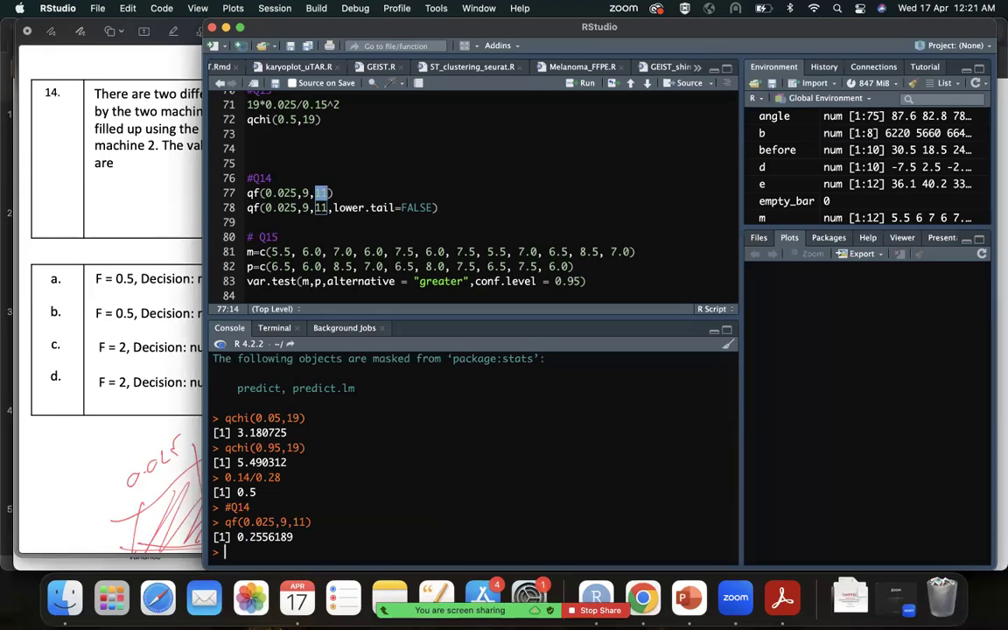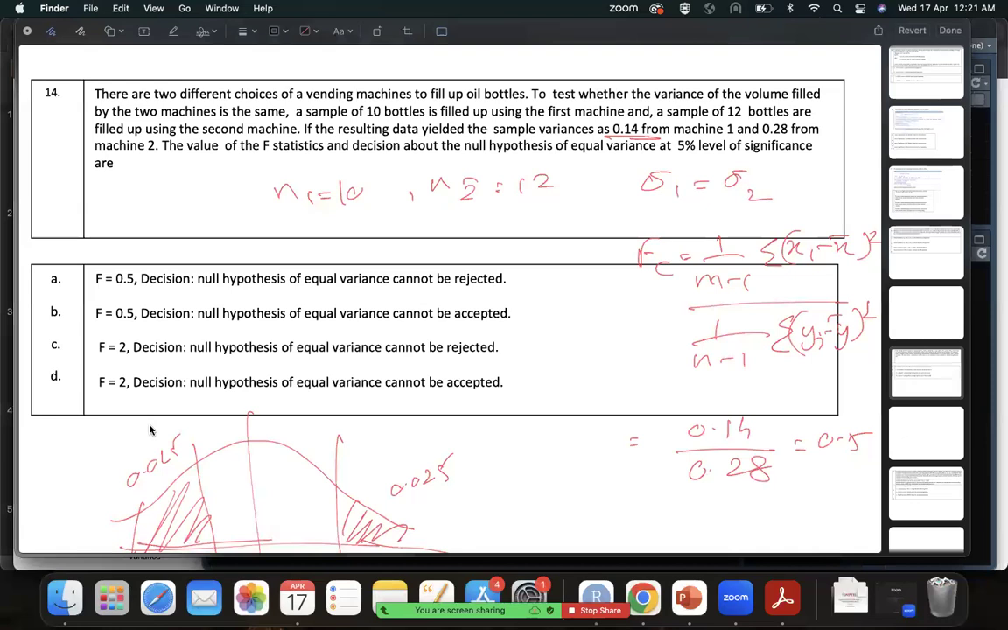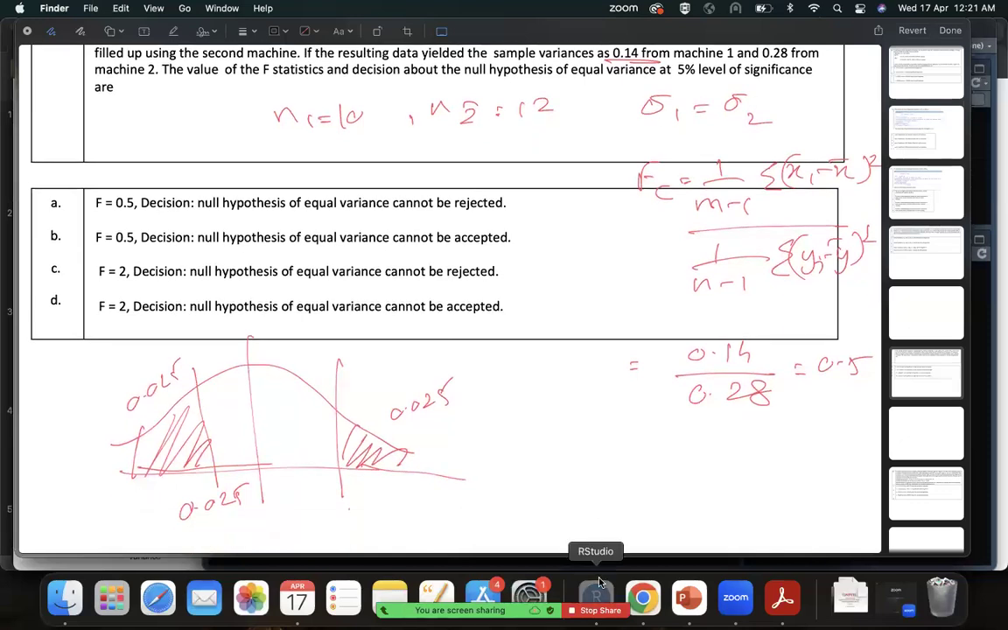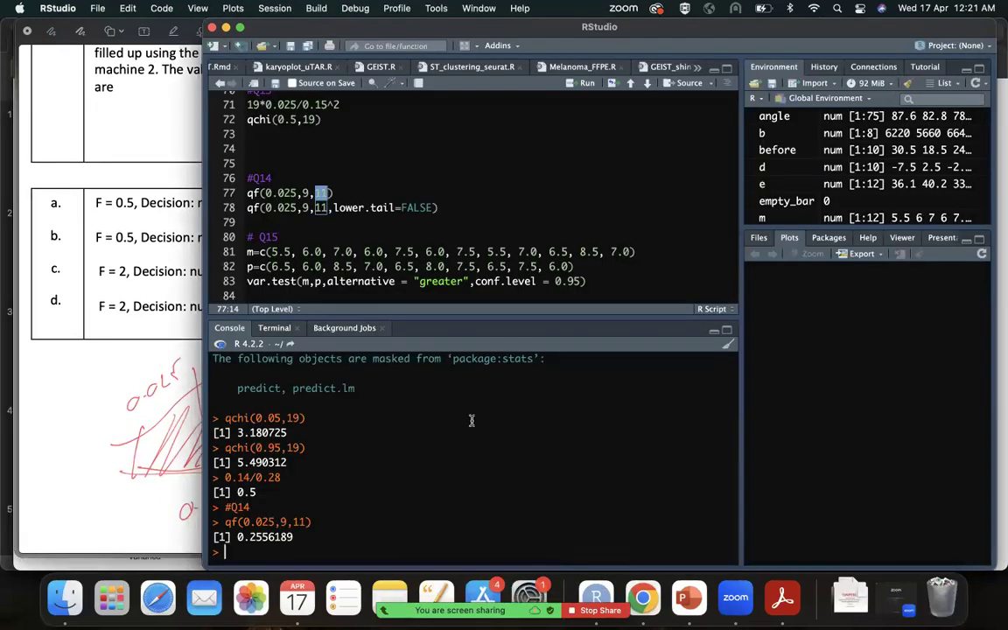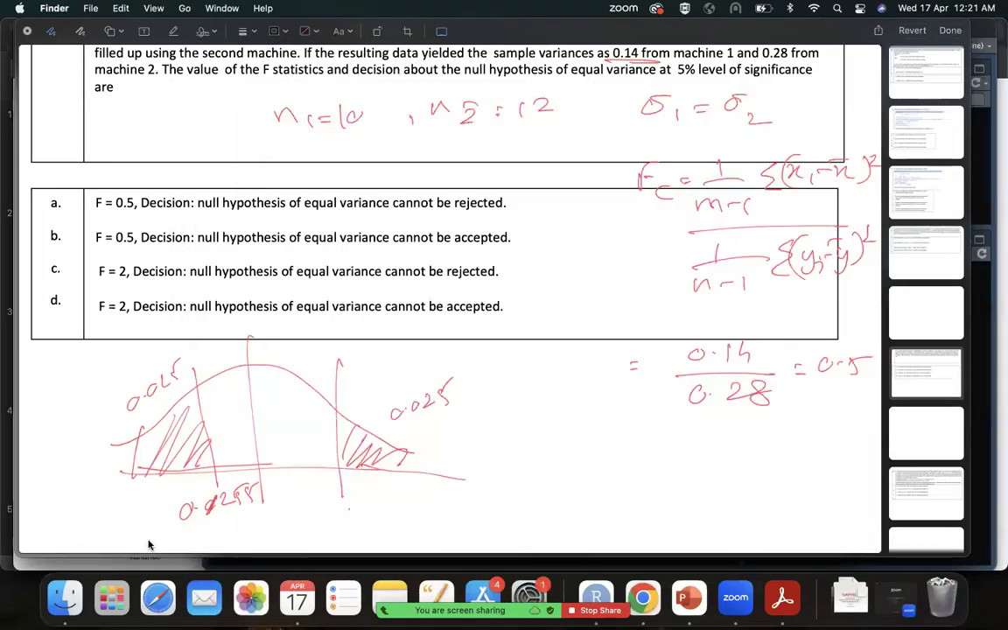So you get your value 0.255. So this is your 0.025. Oh, no, sorry, what was it? 0.255. And you want to calculate the other limit as well. So for that, you do lower tail is equal to false. You get 3.58. So this value here is 3.58.